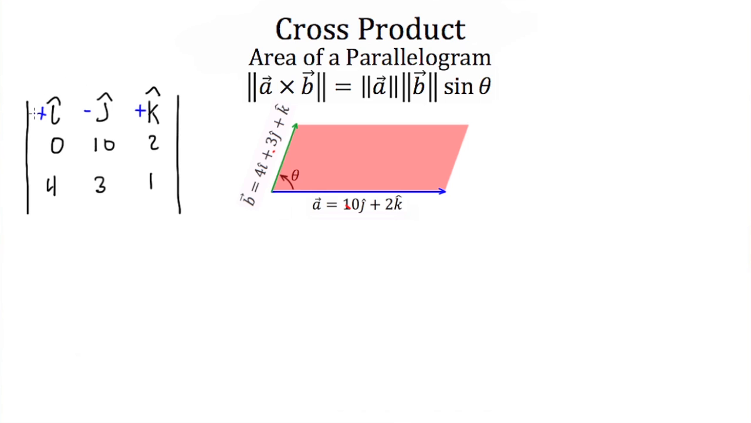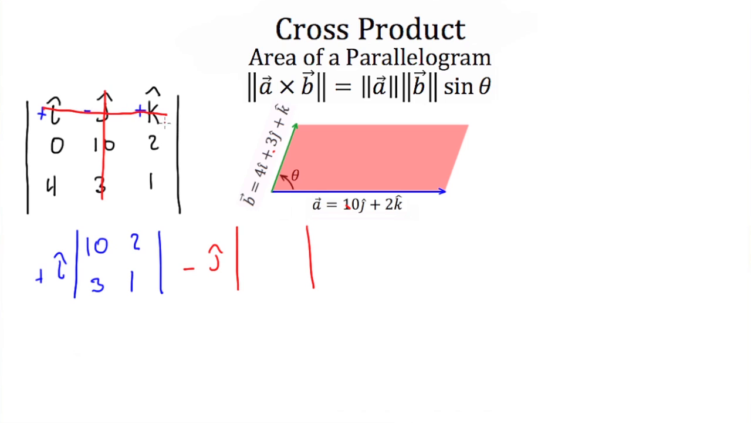Then I take my positive i and I multiply it by the 2 by 2 matrix that's left over when I ignore everything below and next to my i hat. So 10, 2, 3, and 1. Then I take my minus j and I multiply it by the 2 by 2 matrix that's created when I ignore everything below it and next to it. So 0, 2, 4, and 1. Then I take my positive k and I multiply it by the 2 by 2 matrix that's left when I ignore everything next to it and below the k. So 0, 10, 4, and 3.